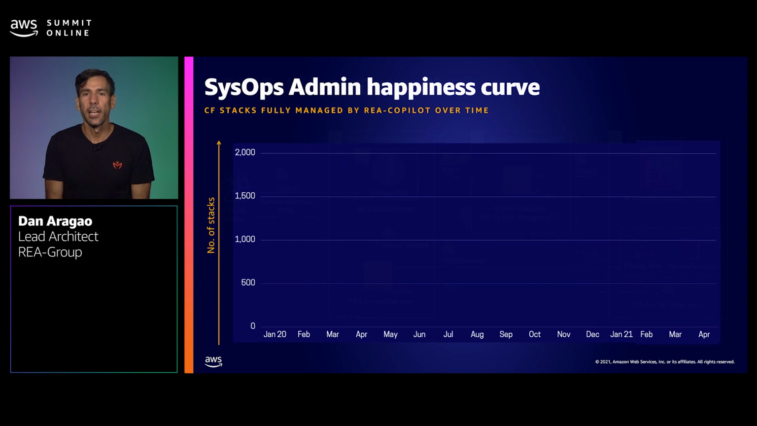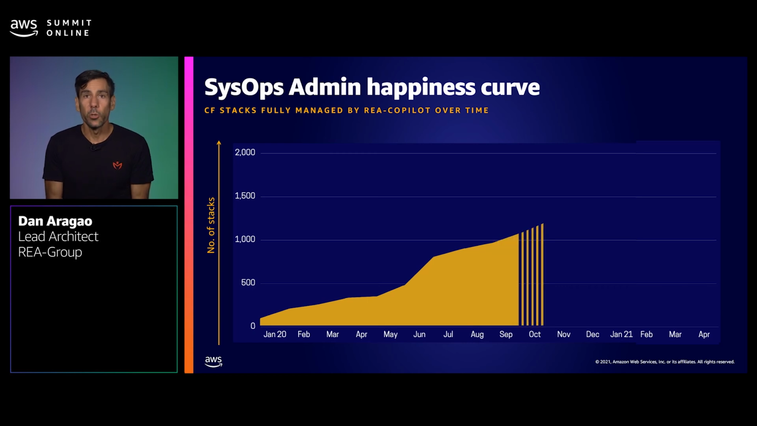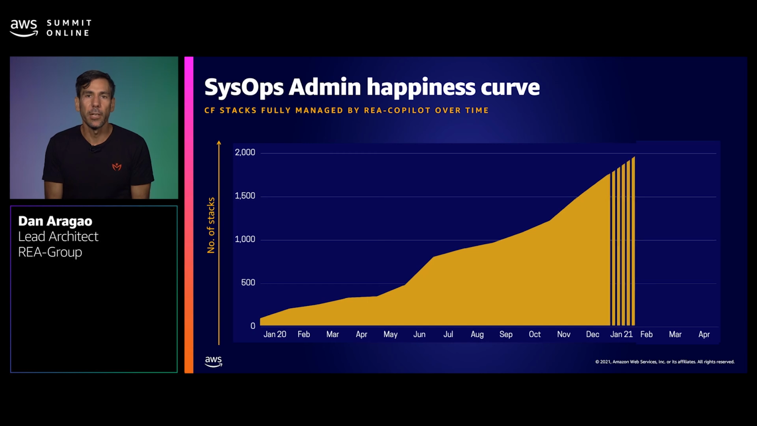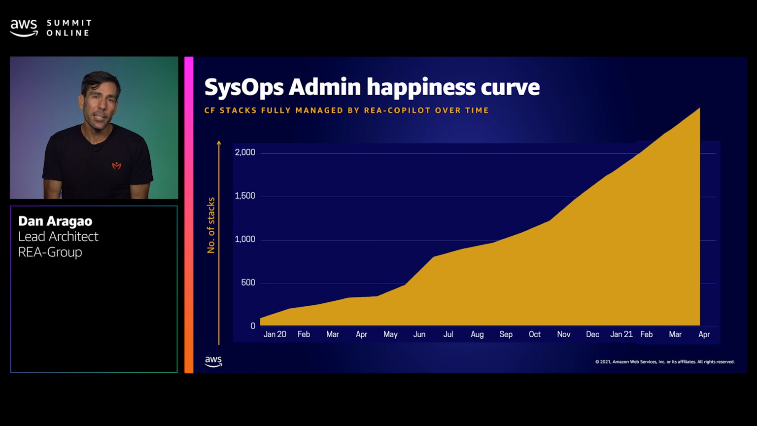As I mentioned to you before, one of the key aspects for us was to not leave any migration unfinished. So I just wanted to show you this graph that covers what has been the adoption of CoPilot in REA so far. You can see as the graph grows that we started to establish more trust, and suddenly it really took off. Teams grew in confidence and trust in CoPilot, and now we have actually moved the dial and we have thousands of stacks being managed by CoPilot. I like to see this as our SysOps admin happiness curve, because in the end, as you can see, less manual work makes people much happier.